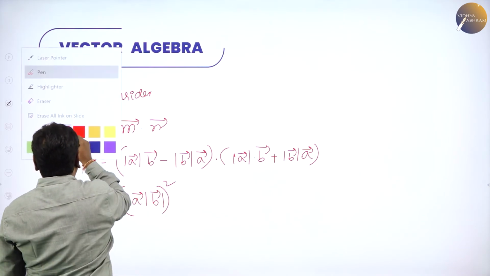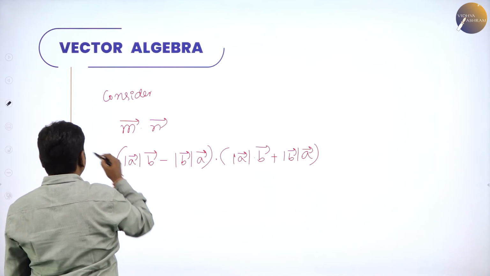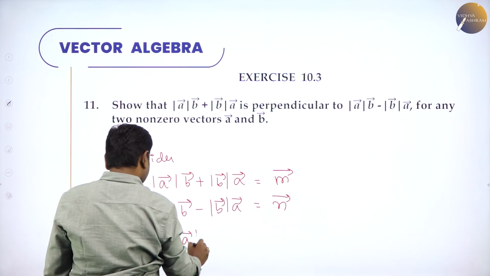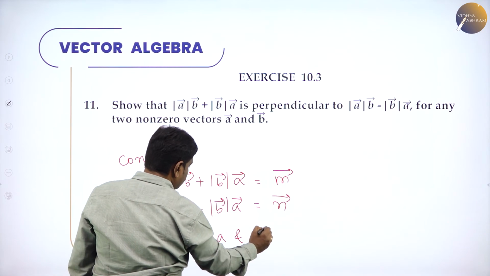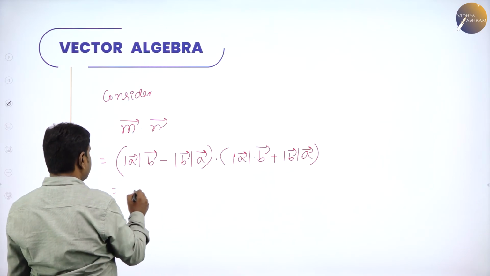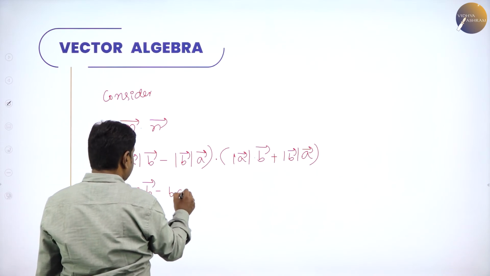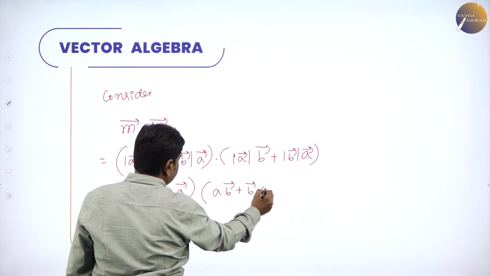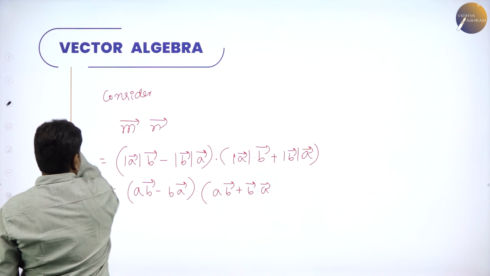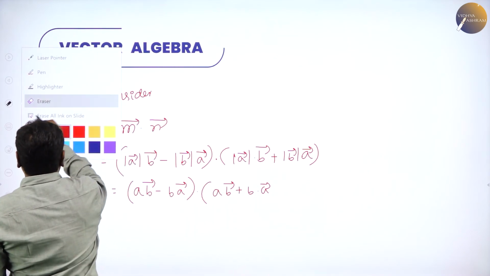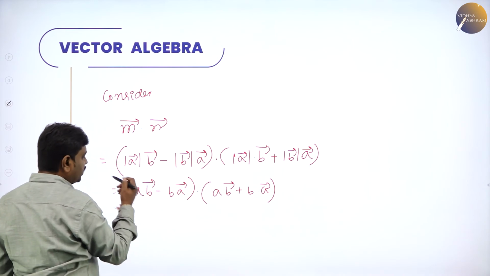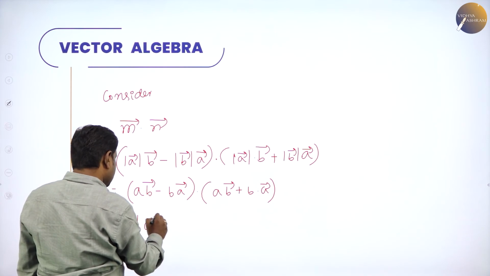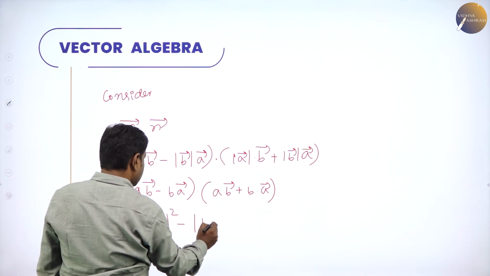Before this, let me consider at the beginning: let magnitude a, I'll take it as small a, and magnitude b, I'll take it as small b. So if I do that substitution, it will be (b a vector − a b vector) dot (b a vector + a b vector). Here a and b are numbers, scalars, magnitudes without the arrow mark. That is the assumption. Now (a + b) dot (a − b) is what? It is magnitude a square, that is |b|a whole square minus |a|b whole square.